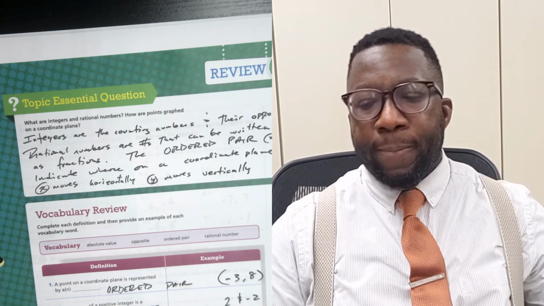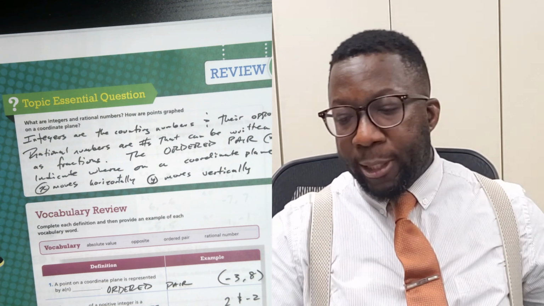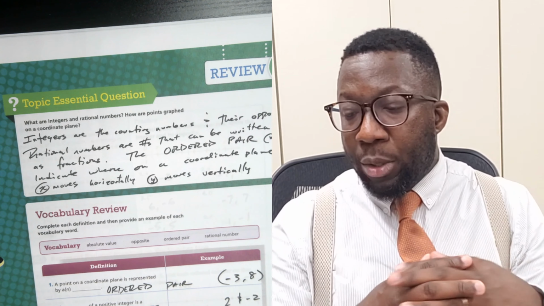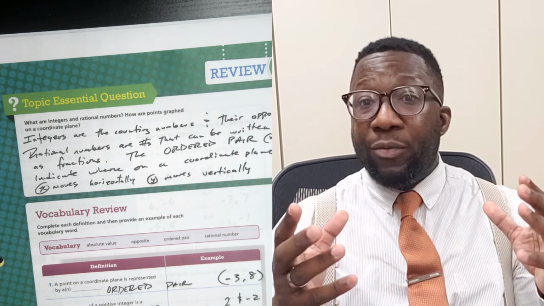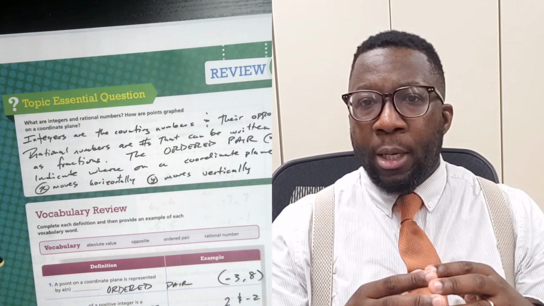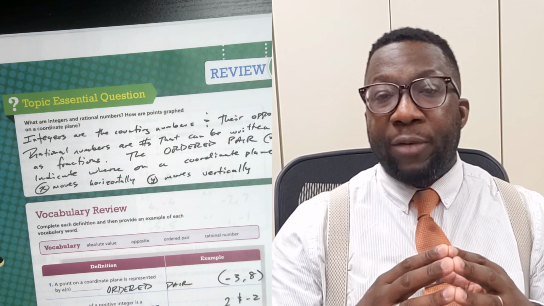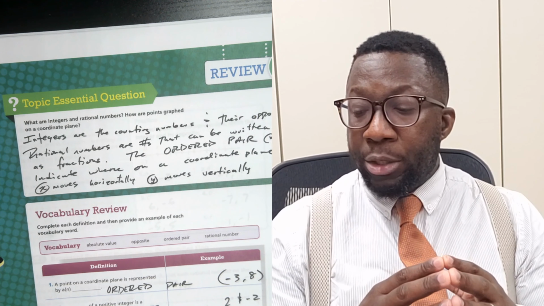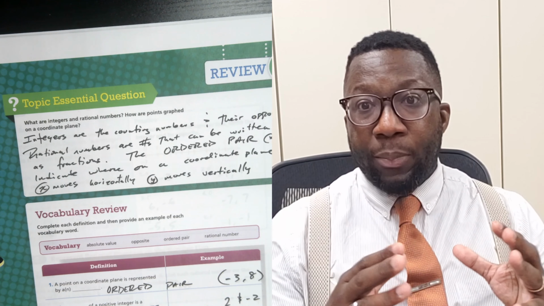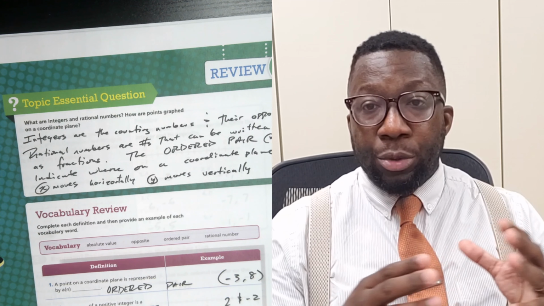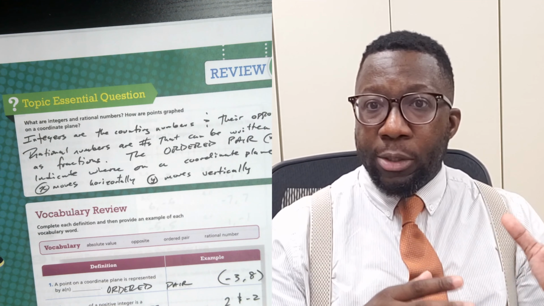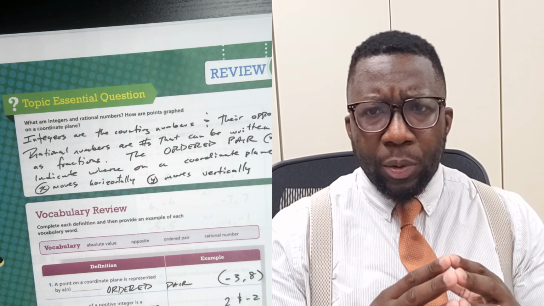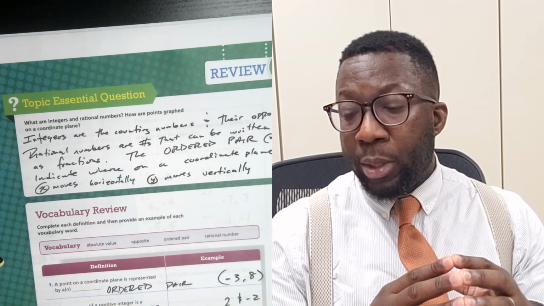First question asks, how would you define or what are integers and rational numbers, and how are points graphed on a coordinate plane? There could be various answers for this. In your notebooks, you should have the definition of an integer as well as the definition of a rational number. Integers are all counting numbers and their opposites. So if we think of 1, 2, 3, 4, 5, and their opposites, -1, -2, -3, -4, -5. We want to make sure that we don't forget about 0 as well.